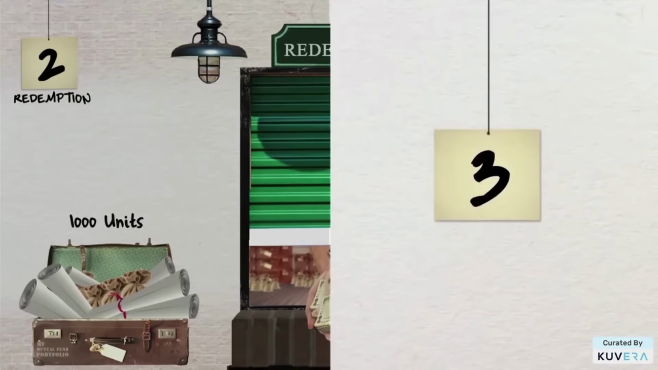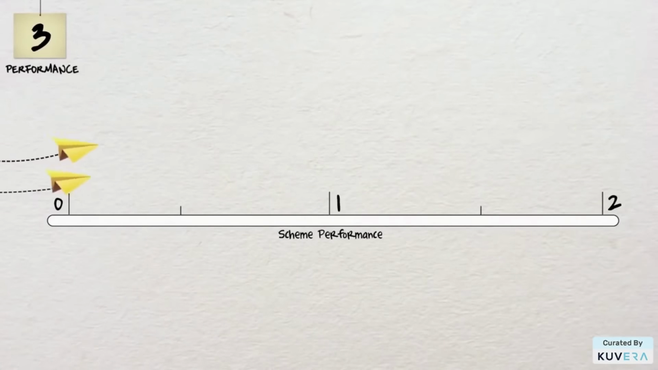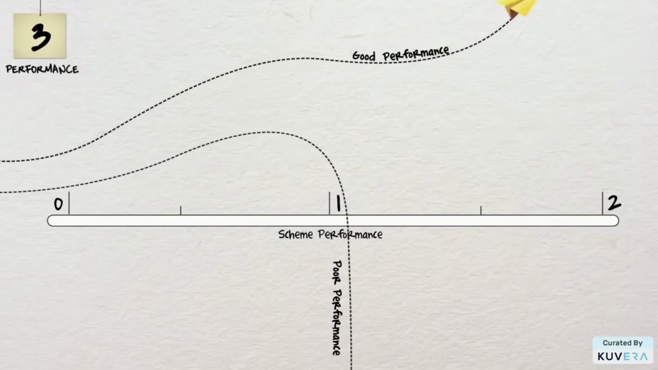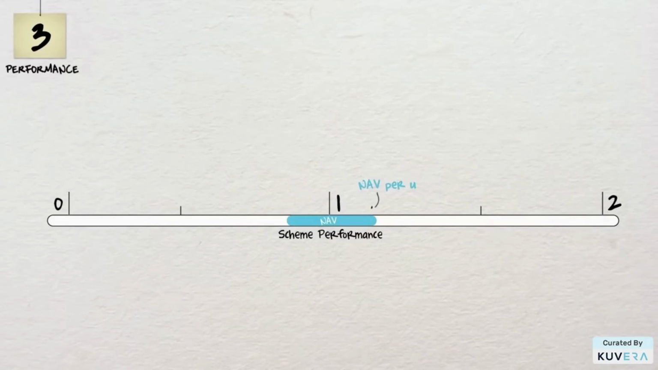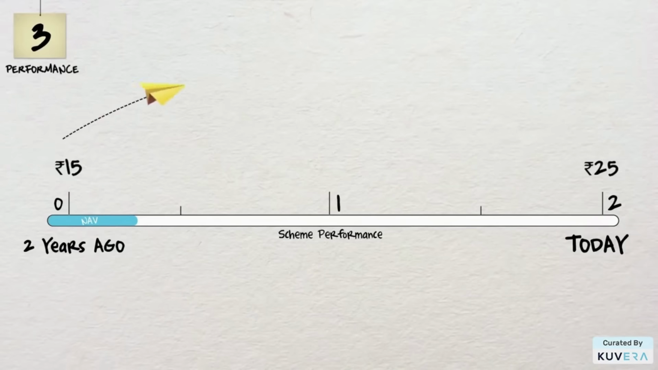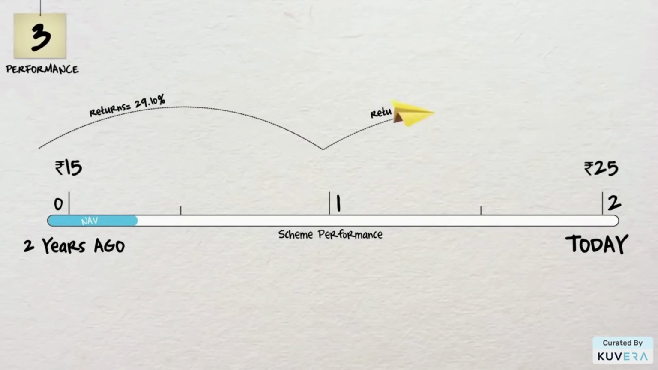The third reason the NAV is important is to gauge the performance of the scheme. This is done by comparing the NAV of the scheme over 2 different points to know how well or poorly the scheme has performed. For example, if the NAV per unit of the scheme today is rupees 25 and 2 years ago it was rupees 15, you know that the scheme has delivered an absolute return of 66.67% over 2 years or 29.10% every year over a period of 2 years.